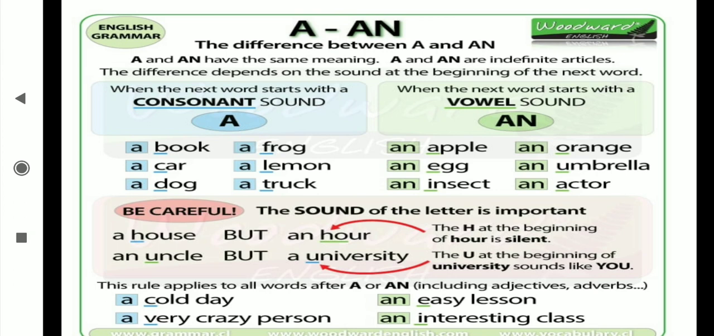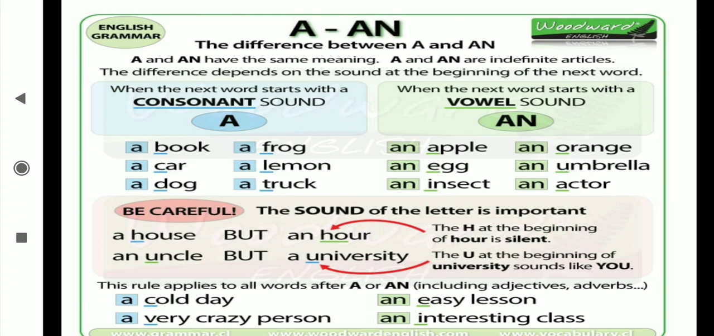When the next word starts with a consonant sound, we use a. When the next word starts with a vowel sound, we use an. Which vowels are there? A, E, I, O, U. Whenever we pronounce a word with a vowel sound, that time we use an. And whenever we pronounce a word with a consonant sound, which is other than the vowels A, E, I, O, U, that comes under the consonants.